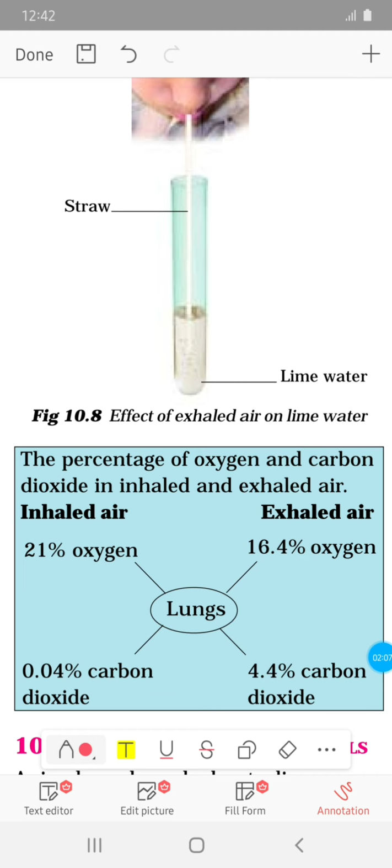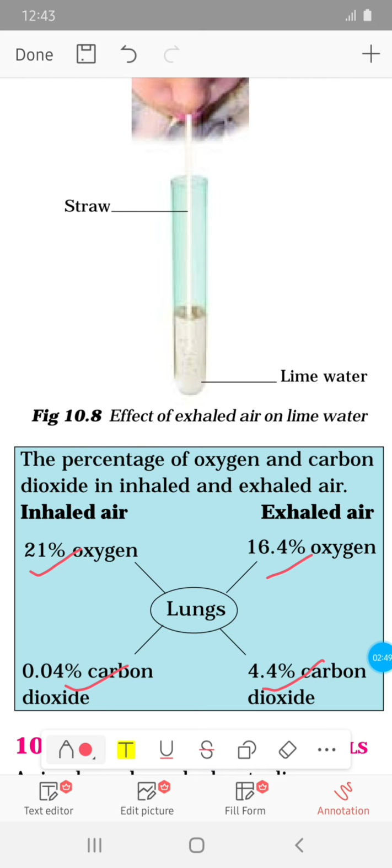What is the percentage of oxygen and carbon dioxide in inhaled and exhaled air? In inhaled air, the amount of oxygen is 21%. And in exhaled air, the amount of oxygen is 16.4%. Whereas in inhaled air, the amount of carbon dioxide is 0.04%. And in exhaled air, it becomes 4.4%.